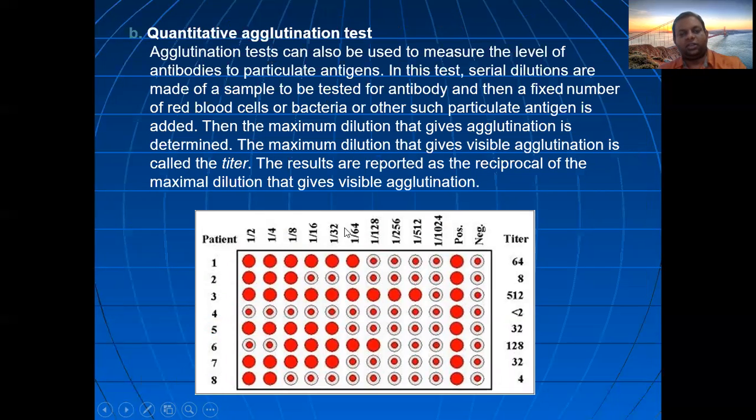So agglutination we can do qualitative and quantitative. Qualitative means positive and negative. Quantitative means we can say the titer 1 in 2, 4, 8, 16. So it's a high titer compared to here. It is up to 1 in 64 in patient 1. Here 1 in 8 in patient 2. So the positive control is always required.